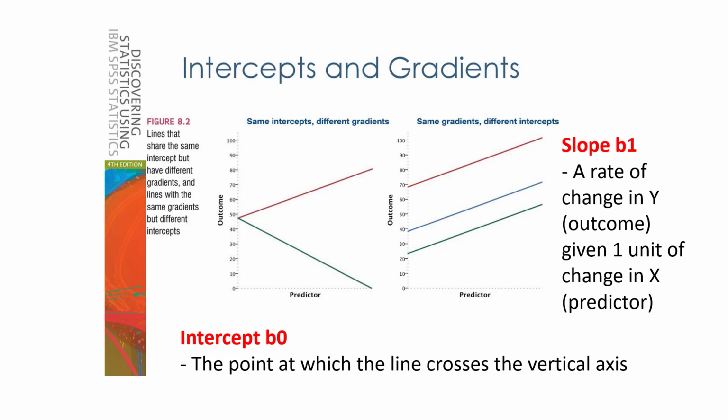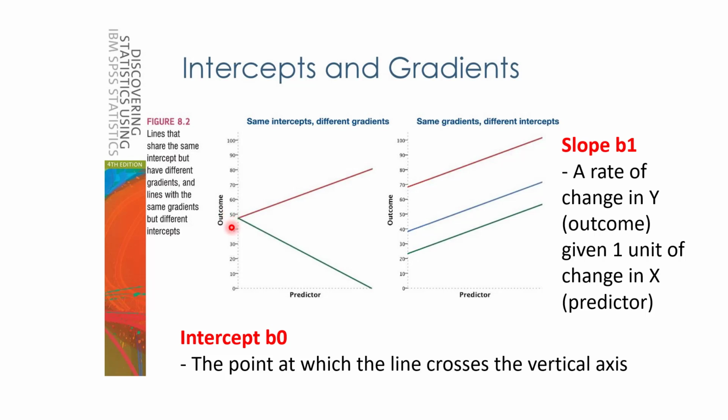Let me explain what intercept and slope really mean. Let's look at the graph on the left. The vertical axis represents the scores on the dependent variable or the outcome, and the horizontal axis represents the scores on the independent variable or the predictor. The red line indicates a positive relationship between the predictor and outcome because every time a score of the predictor increases, a score of the outcome also increases. The green line indicates a negative relationship because every time a score of the predictor increases, a score of the outcome decreases.